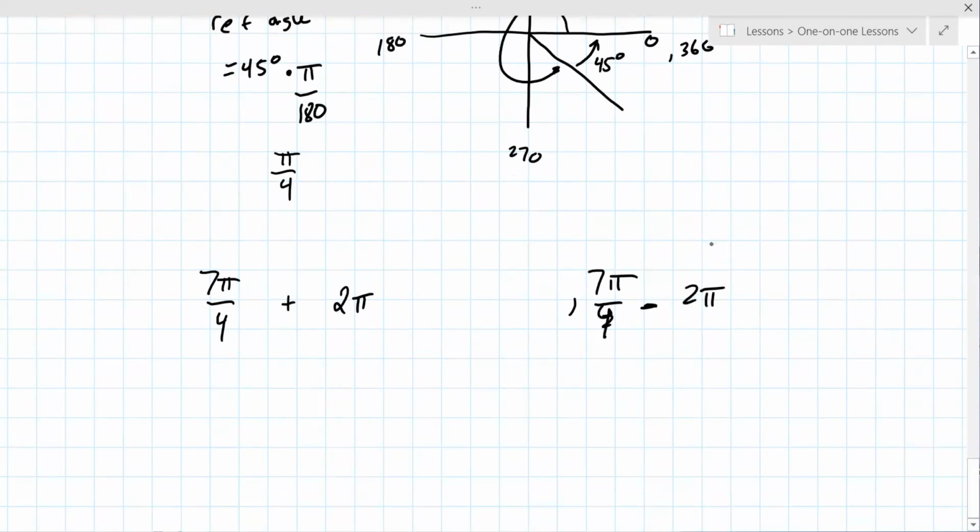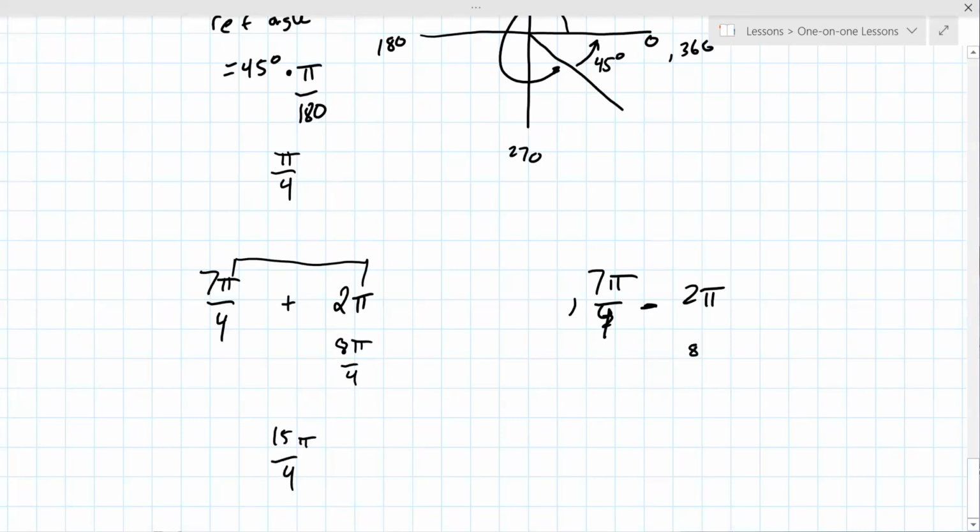Usually you're asked for one positive or one negative coterminal angle, so you have to do both of these. So how do you combine 7 pi over 4 and 2 pi? Do you recall? You get the same denominator. Yep. And you can also use your calculator, just don't put the pi's in. So this is like 8 pi over 4. So it's 15 pi over 4.